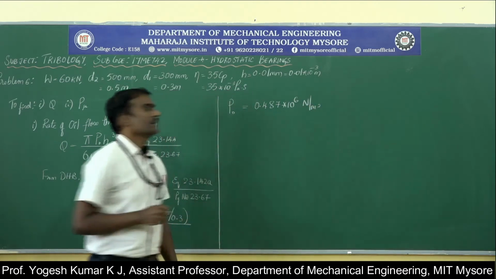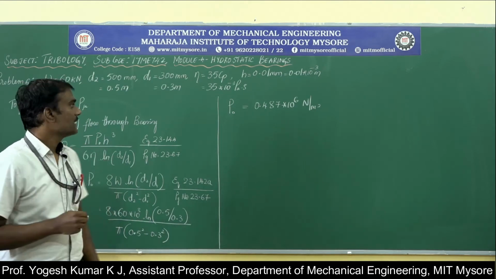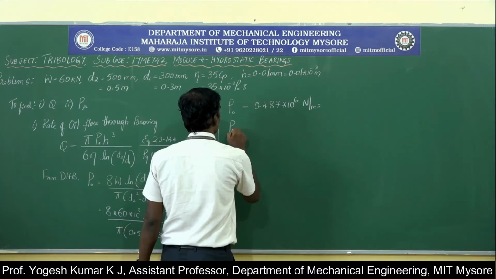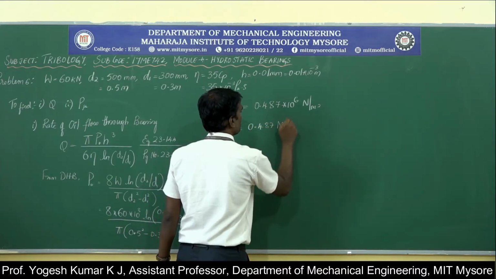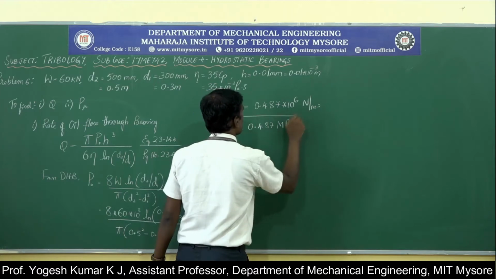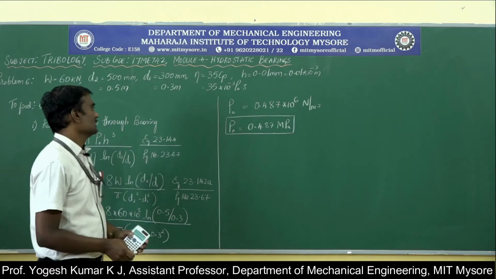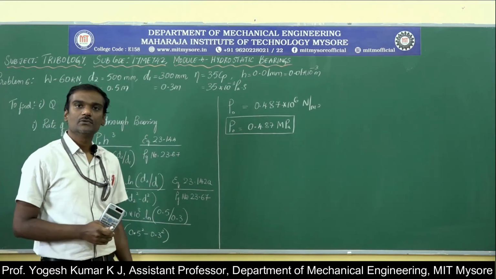We get that as 0.487 into 10 power 6 Newton per meter square, or we can also write that as 0.487 megapascal. Now we know the value of P naught. Can we substitute in the expression of Q?